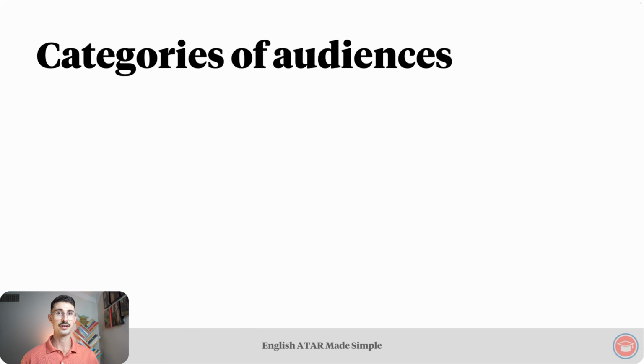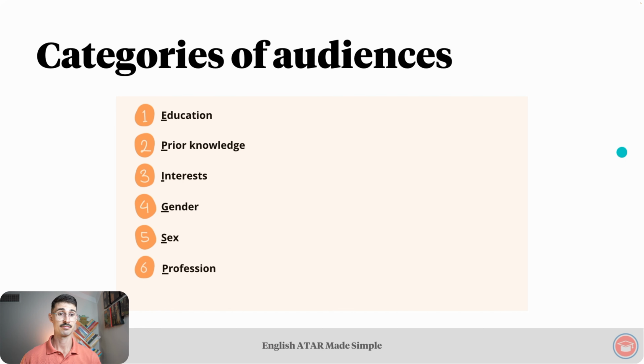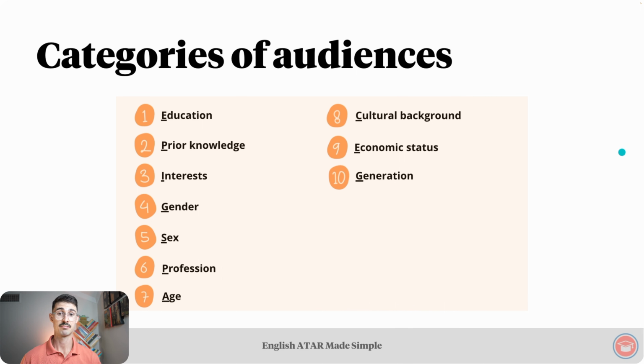Next up, categories of audiences, of which there are several. Audiences can be categorized based on education, prior knowledge, interests, gender, sex, profession, age, cultural background, economic status, generation, attitudes, geographic location, experiences.